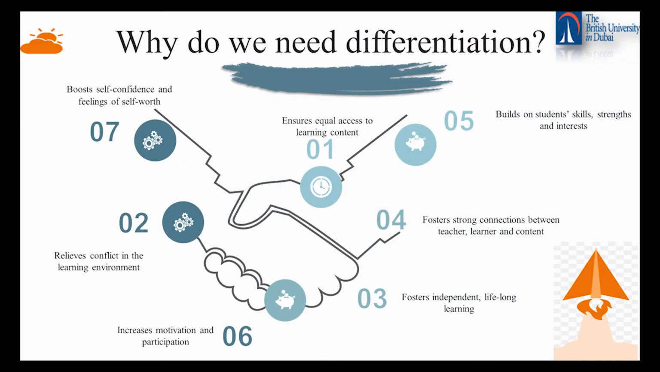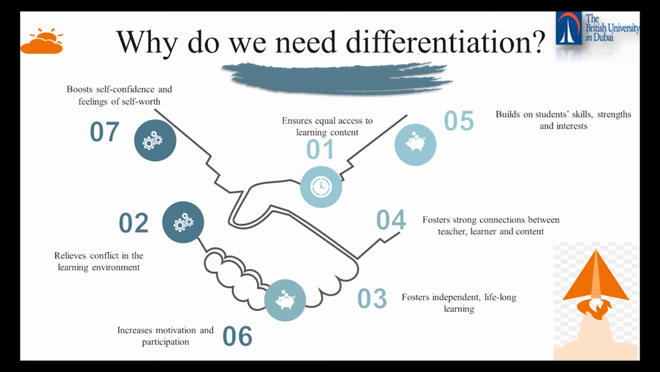Now, why do we need differentiation? We have 7 elements for needing differentiation. First one, ensures equal access to learning content. Number 2 is to relieve conflicts in the learning environment. Number 3 is fosters independent, lifelong learner, as well as fosters strong connections between teacher, learning, and content.